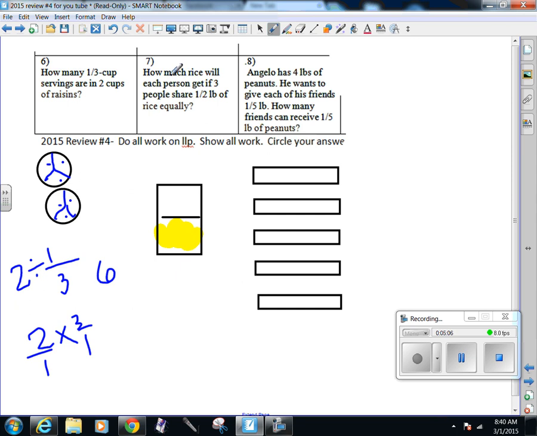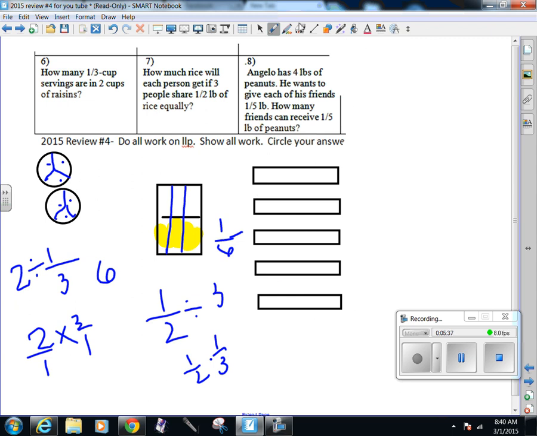All right, how much rice will each person get if 3 people share a half a pound of rice? So here's my half a pound of rice, the yellow, and then 3 people are going to be sharing it. So each person's going to get a 1/6. So I've got a half divided amongst 3 people. So same times reciprocal, and that's 1/6 of the pound.